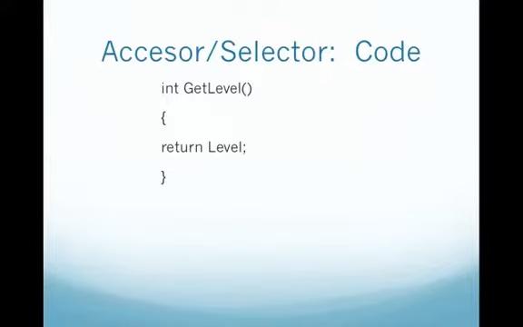Here we have an example of an accessor/selector. Now, what this function is doing is returning a copy of the data, a copy of the value stored in the variable level. This can be useful if we are trying to hide data and we don't want to risk changing the value of the variable level by accident. We can access this value through the getLevel function.